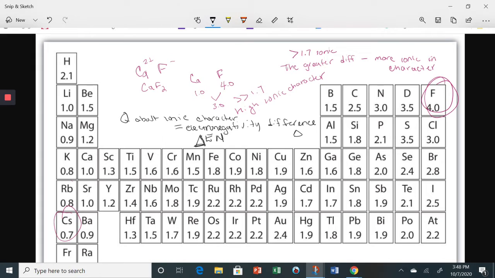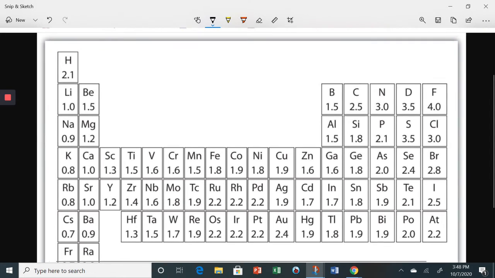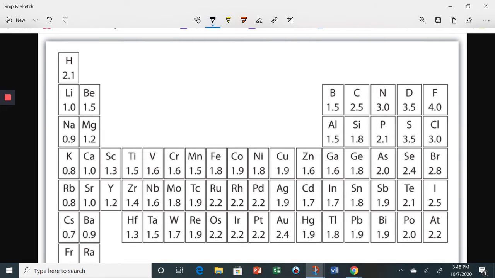We can look at other elements around here. We can pick other ones, but as long as you have a metal with a nonmetal, you will have ionic. Right? So why does oxygen look like a D on this? I just noticed that. It didn't print very well on this particular one. This should be oxygen over here, big O for oxygen.